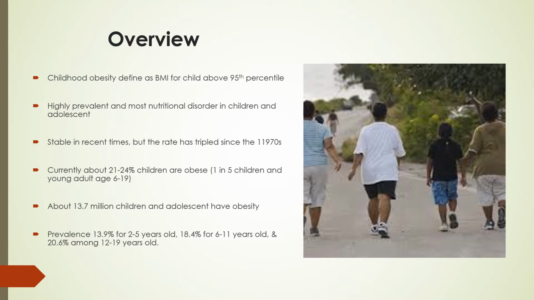The prevalence of obesity is about 13.9% among children 2 to 5 years old, 18.4% among children 6 to 11 years old, and 20.6% among children 12 to 19 years old.